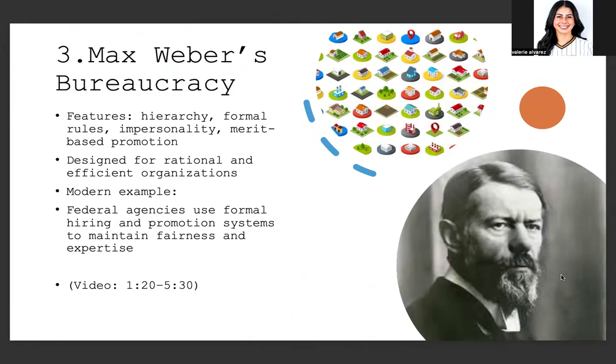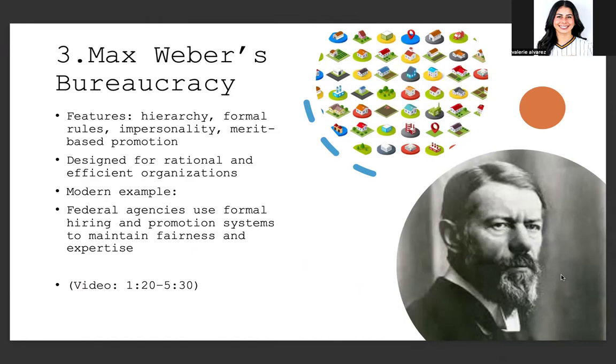Max Weber's bureaucracy theory featured hierarchy, formal rules, impersonality, and merit-based promotion. He was a German sociologist, economist, and political theorist. Weber is best known for his theory of bureaucracy, which he introduced in the early 20th century. He believed that bureaucracy was the most efficient and rational way to organize human activity, especially in large organizations.